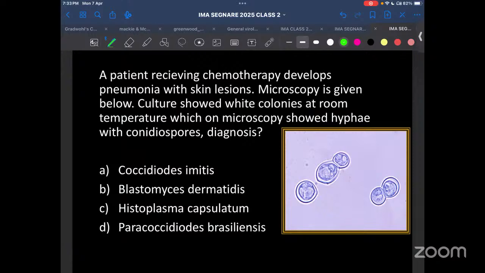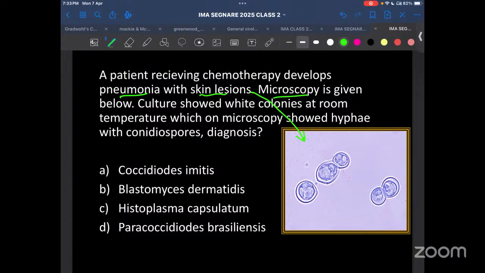A patient receiving chemotherapy develops pneumonia with skin lesions. Microscopy is given below. Culture shows white colonies at room temperature, which on microscopy showed hyphae with the conidiospores. What is the diagnosis? So pneumonia with the skin lesion, microscopy is given. Microscopy is given from where? From the skin lesion. So this is skin biopsy.